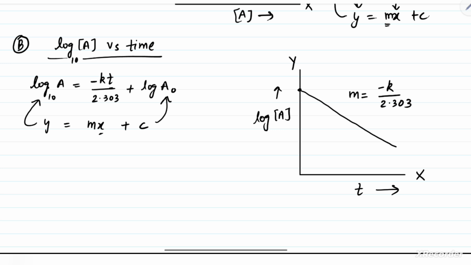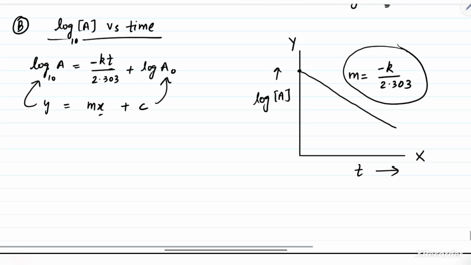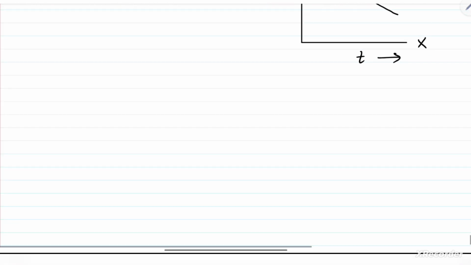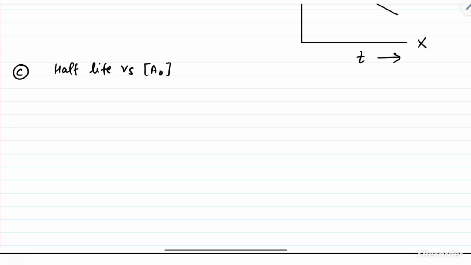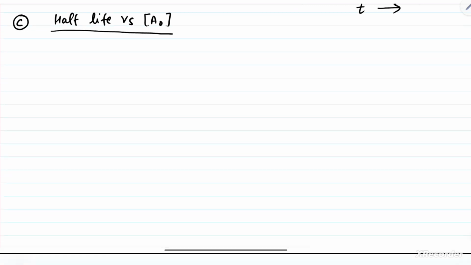Okay, and the third plot that I will discuss, which is very, very important, is half-life versus initial concentration A naught. Whenever you have to plot a curve, you should know the relation between them. So write the expression for t half. T half is equals to 0.693 by k.